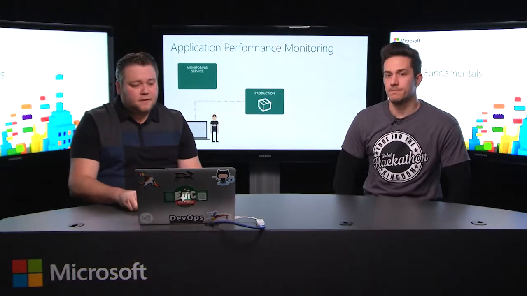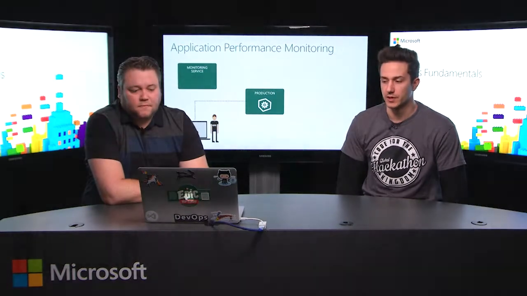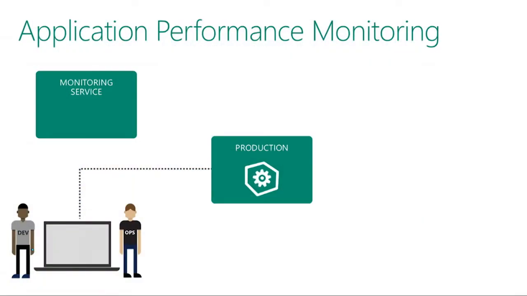Okay, so what is application performance monitoring? Well, at a high level, application performance monitoring typically is going to involve some form of agent running on your application in production, which is what you saw, the little cog running. That then is going to in turn submit information up to some form of monitoring service.